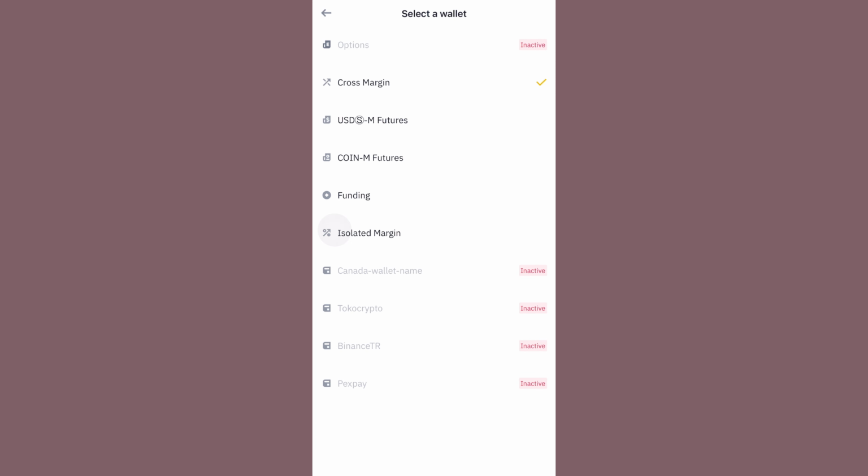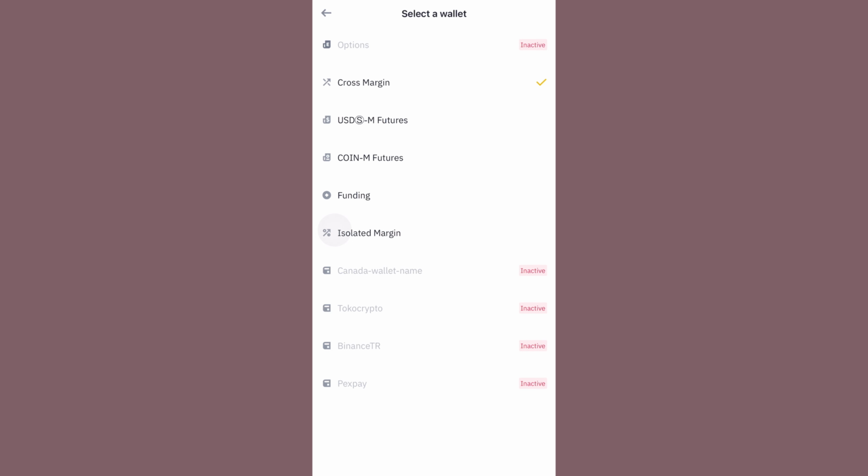We have the USD-M futures and we have the COIN-M futures, which means if you are going to be trading USD pairs, you have to select the first wallet. But if you want to be trading coin pairs like BNB/Ethereum, Bitcoin/Ethereum, and the rest of them, those are coin pairs, then you select the COIN-M futures.